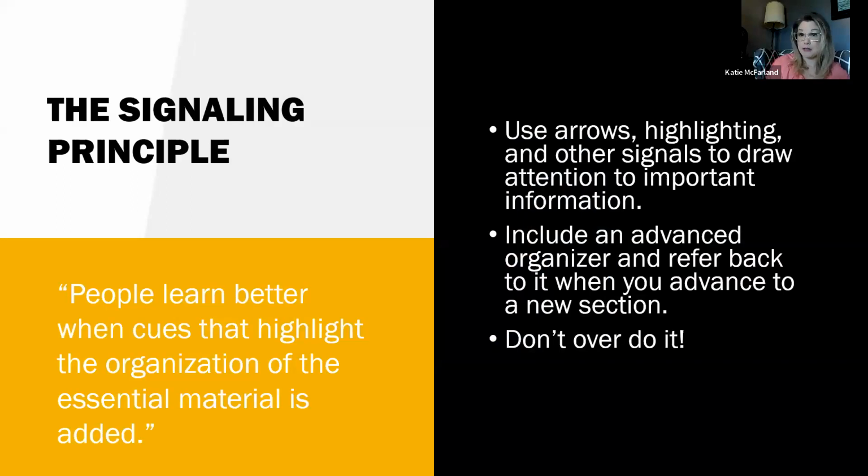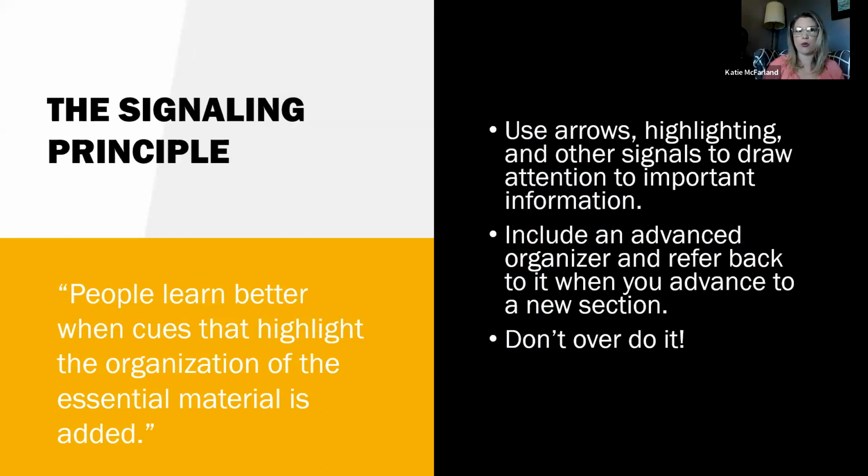So the signaling principle: people learn better when cues that highlight the organization of the essential materials are added. I always talk about it with our 4-H kids. I say, tell them what you're going to say, then say it, and then tell them what you said. So this is the tell them what you're going to say part. Use arrows and highlighting to signal attention to important information. You can include an advance organizer or a title.